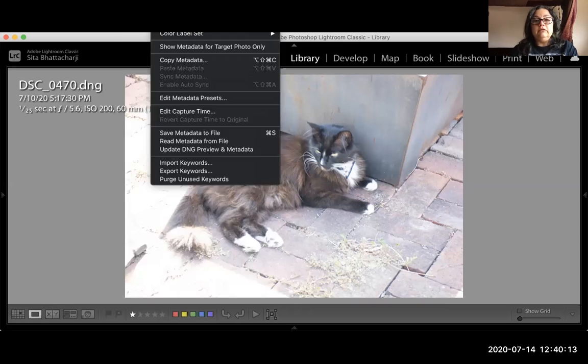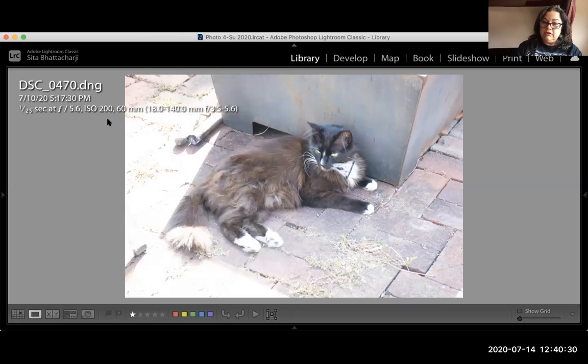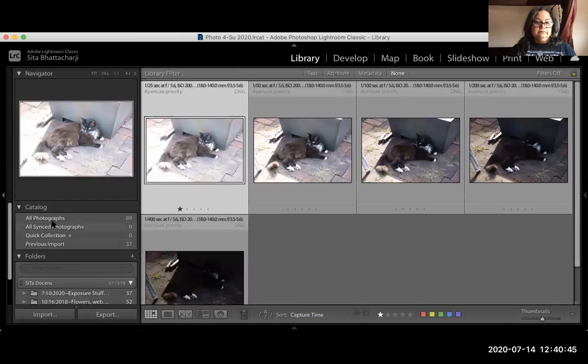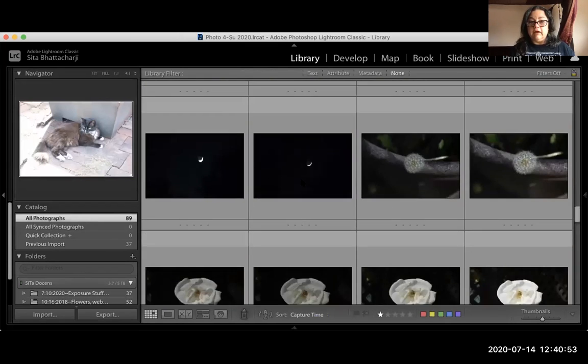If you go to the pull down menu and you go to view and pull that down, about in the middle, it says grid and then loupe. And grid, or the letter G you can use, brings up all of the images, either all of the images you have selected or all of the images in your grouping. So that can be either in the catalog, as you see on the left, all photographs. So now you can see all photographs.